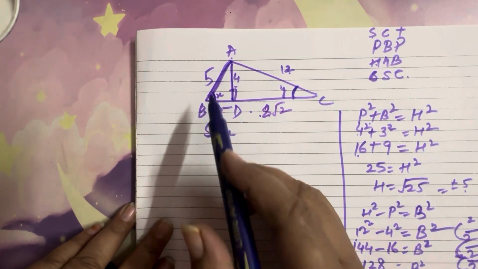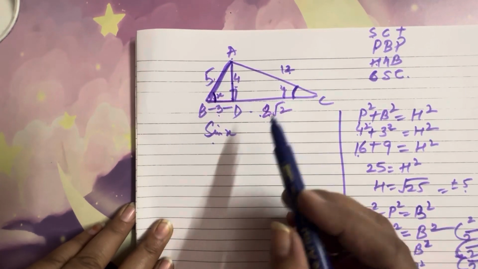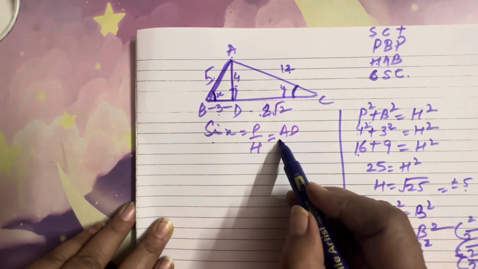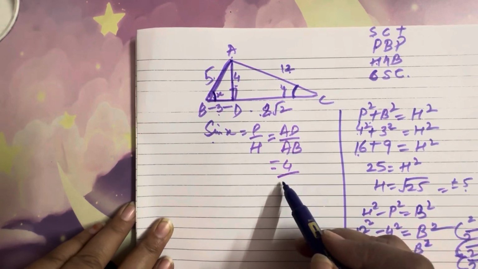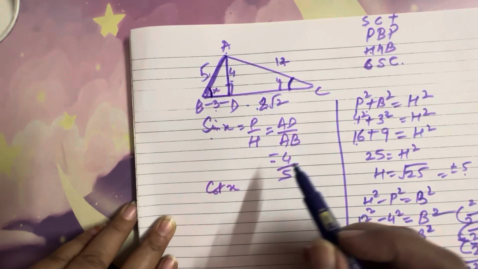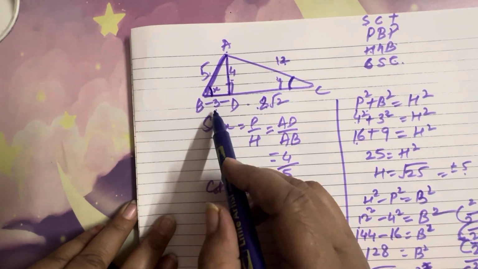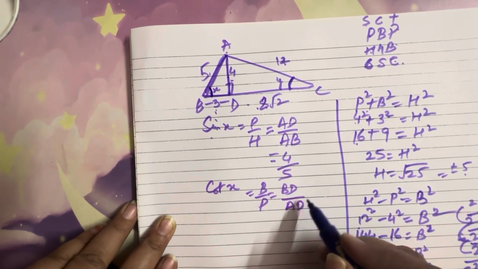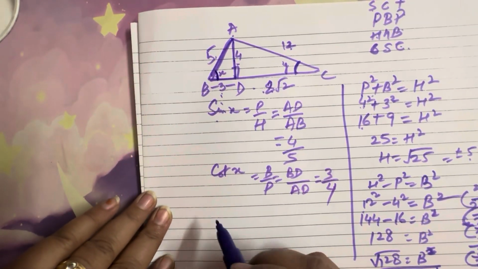Now sin x means this is the base, this is the perpendicular, and this is the hypotenuse. This is equal to perpendicular by hypotenuse. Perpendicular is AD and the hypotenuse is AB. So AD is 4 and hypotenuse is 5. After this, cot x is base by perpendicular. Base is BD and perpendicular is AD. BD is 3 and perpendicular is 4.